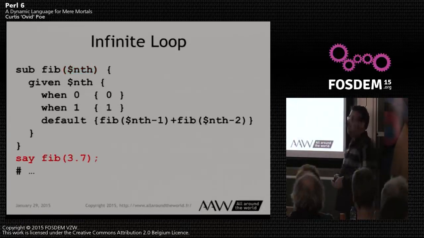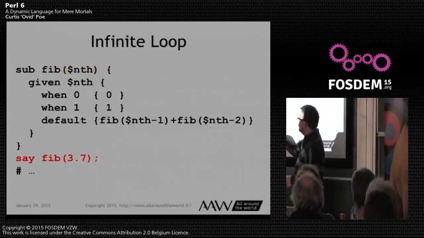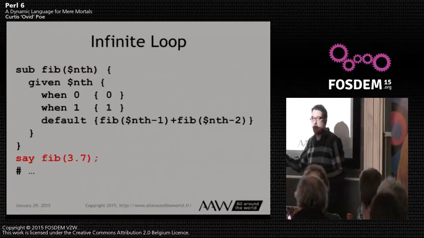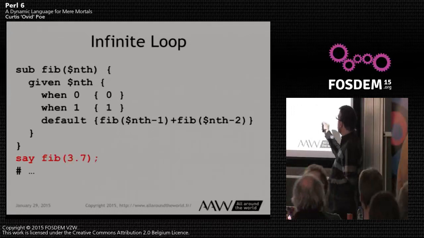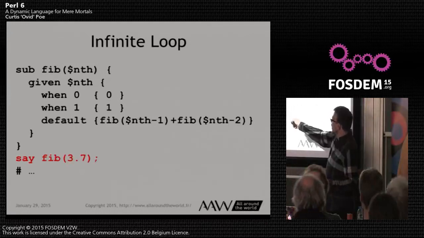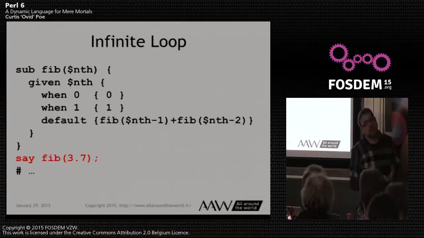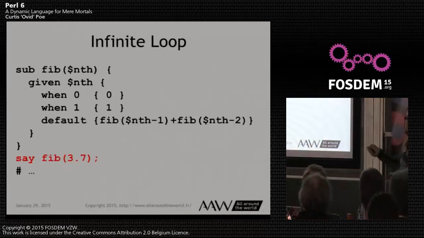But now we have an infinite loop. We remembered our base cases of when 0 and when 1. But 3.7, well, that's not going to work because nth minus 1 and nth minus 2 will never hit our base cases. That's kind of unfortunate. So we've got an infinite loop. It means we have to have an integer for nth.